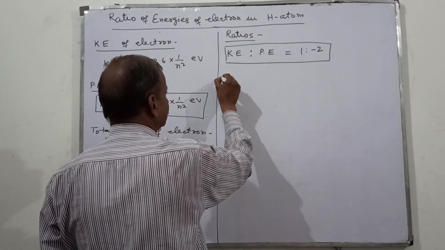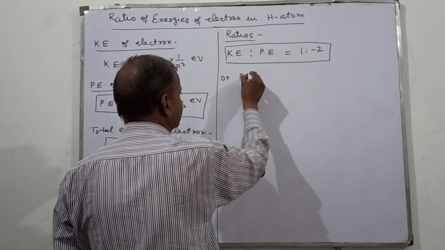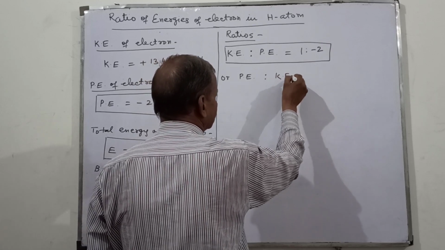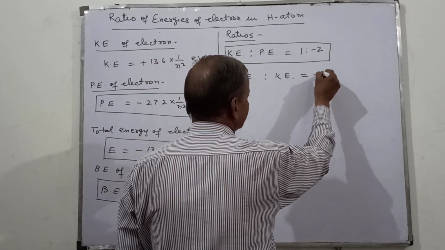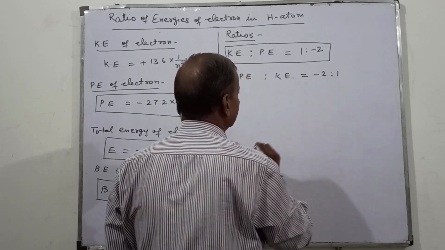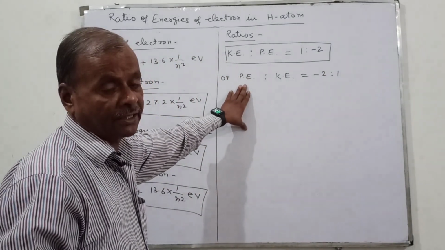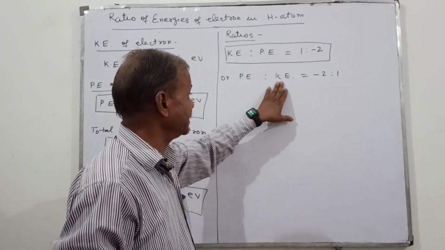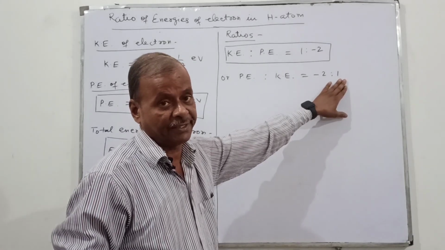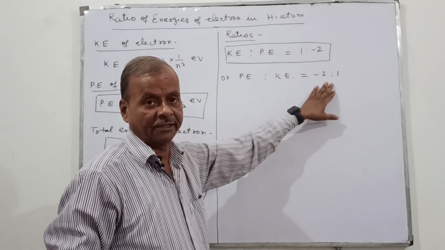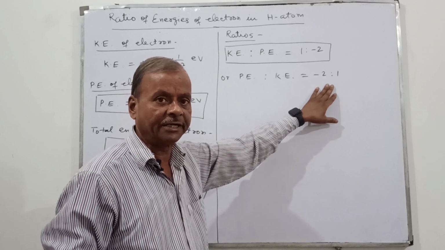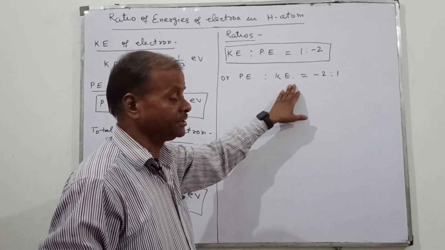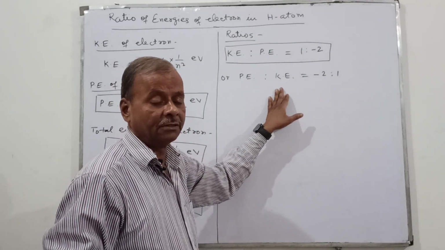We can also write potential energy ratio kinetic energy, then this is minus 2 ratio 1. Remember that whichever physical quantity is taken first will come first in the ratio, and the second will come in the second place. If the energy is positive, you write positive; if it is negative, you write negative. That will be the correct relation, because it shows which energy is positive and which is negative.